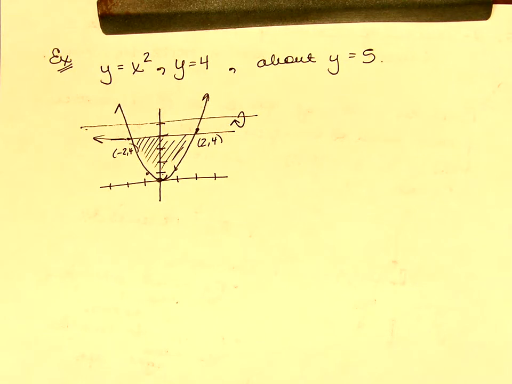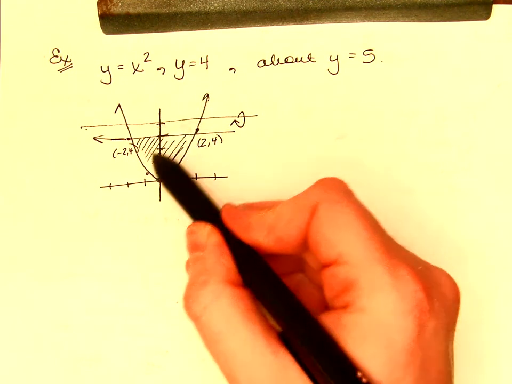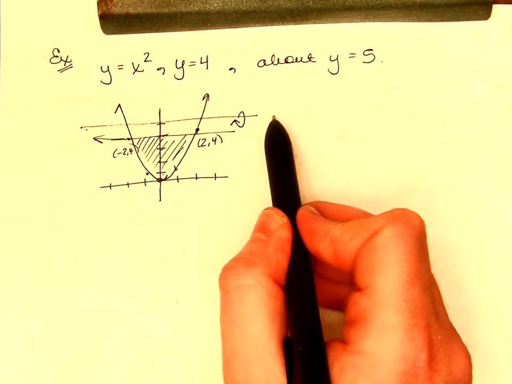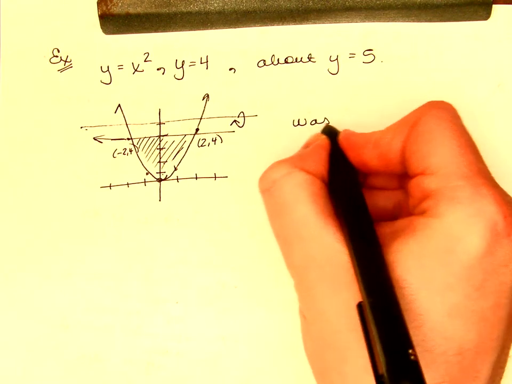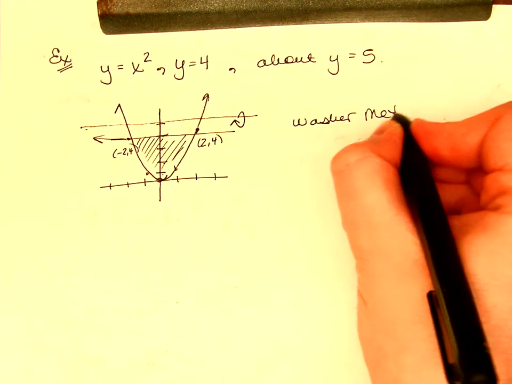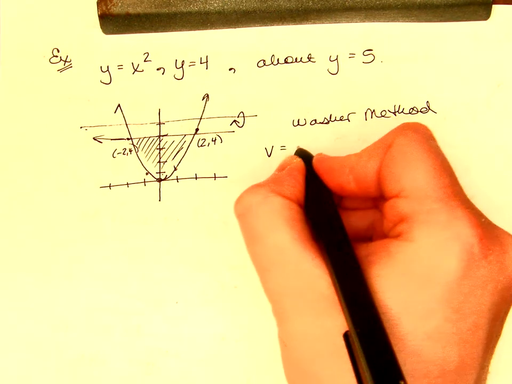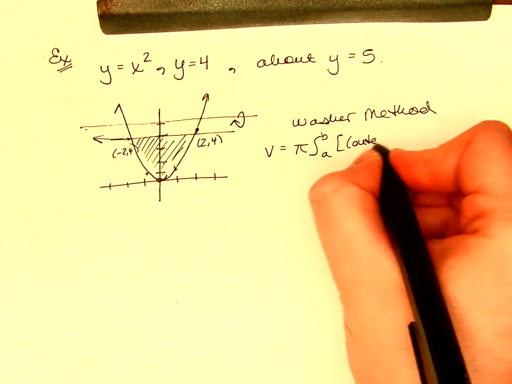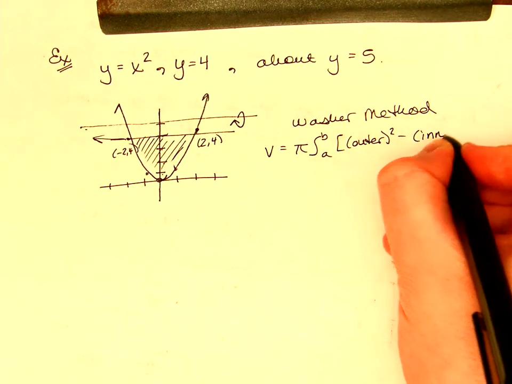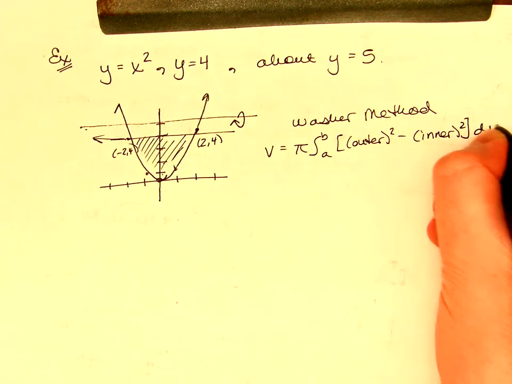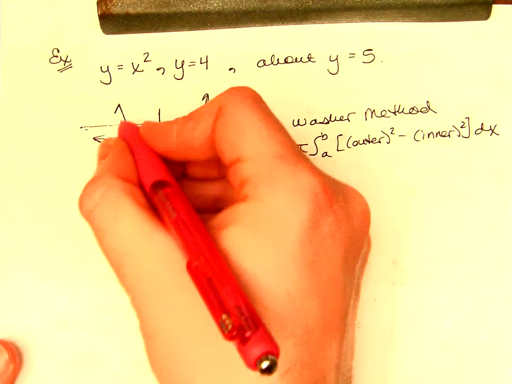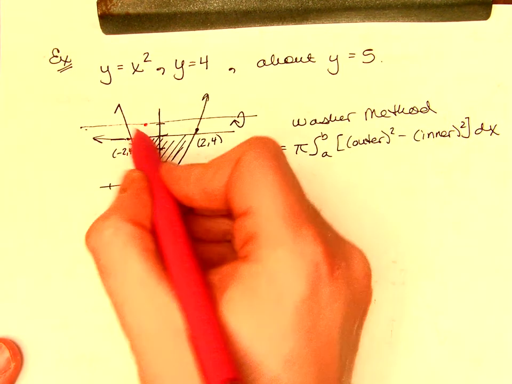Hopefully you can look at this and realize there's space between the region I'm spinning and the axis I'm spinning it around, which is going to make this a washer method problem. And my volume is going to be pi times the integral from a to b of my outer radius squared minus the inner radius squared dx. Both radii must start on the line you're spinning around. So both of them are going to start on the line y equals 5.